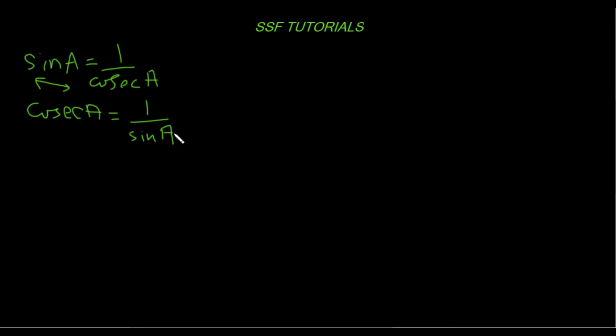Now for the trigonometrical ratio cos, we have to write it as cos A is equal to 1 divided by sec A, which is also known as secant A. If you want to find the trigonometric ratio of secant A, we just have to interchange cos with secant A. So the new formula which we will get is sec A is equal to 1 divided by cos A.